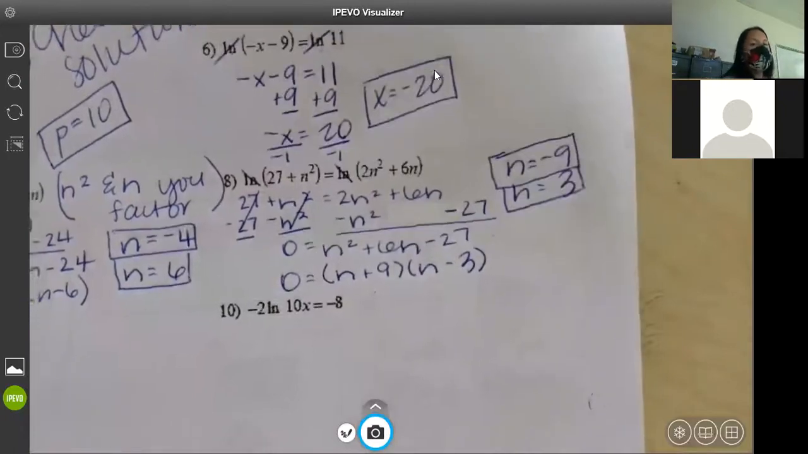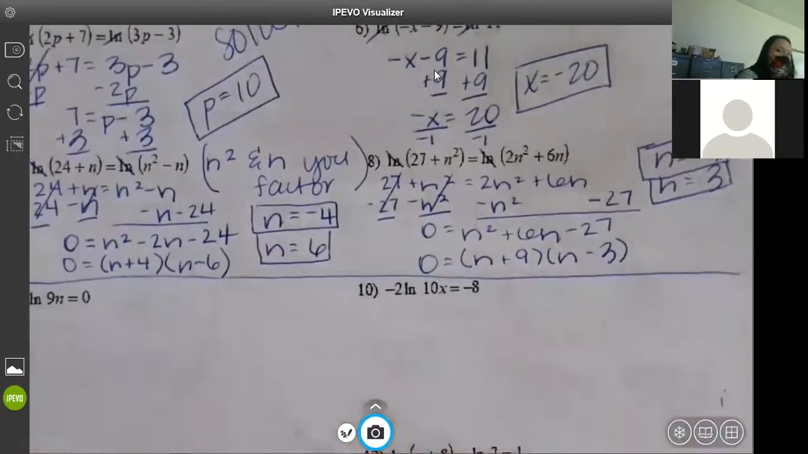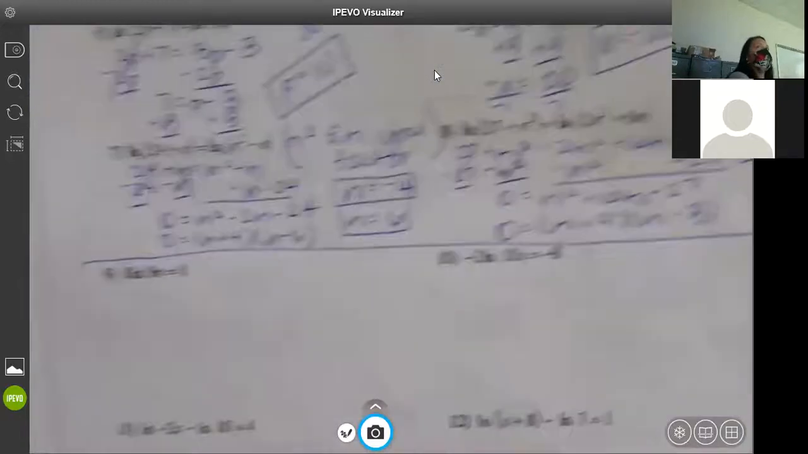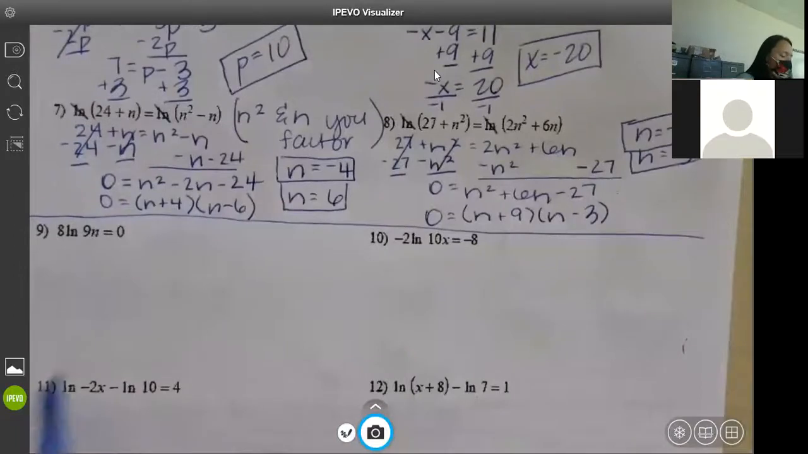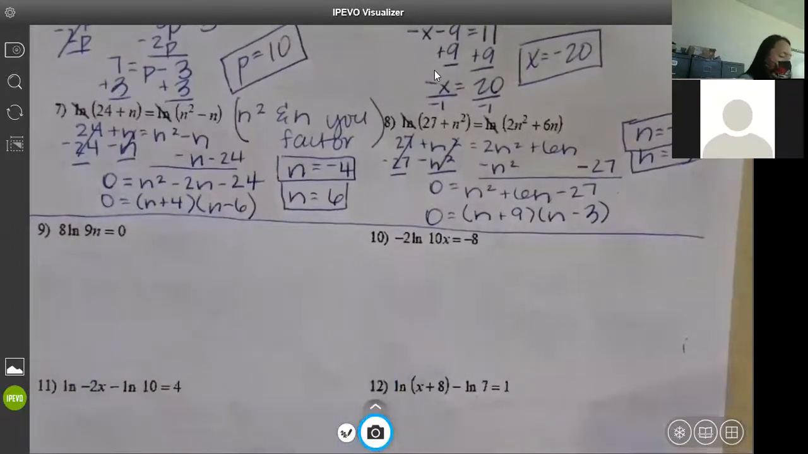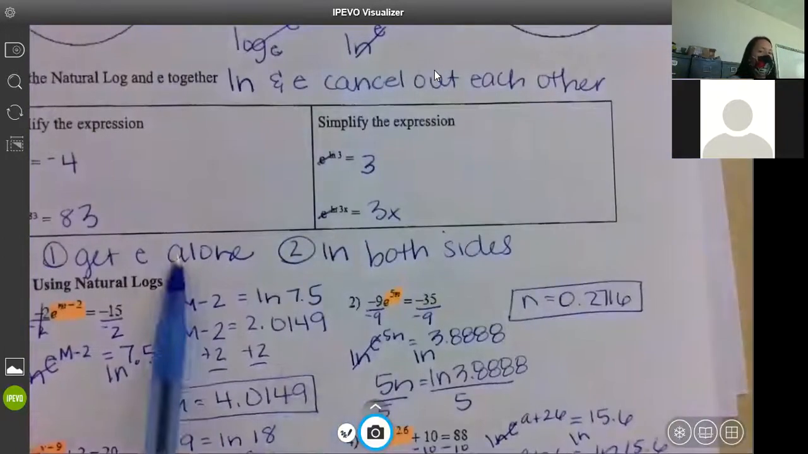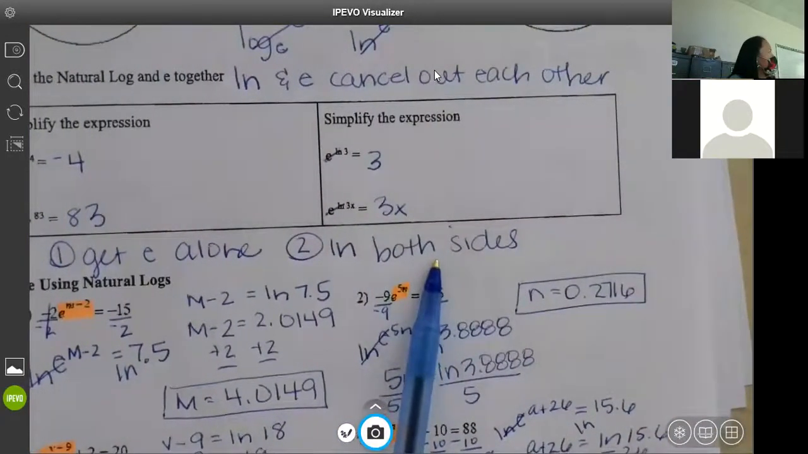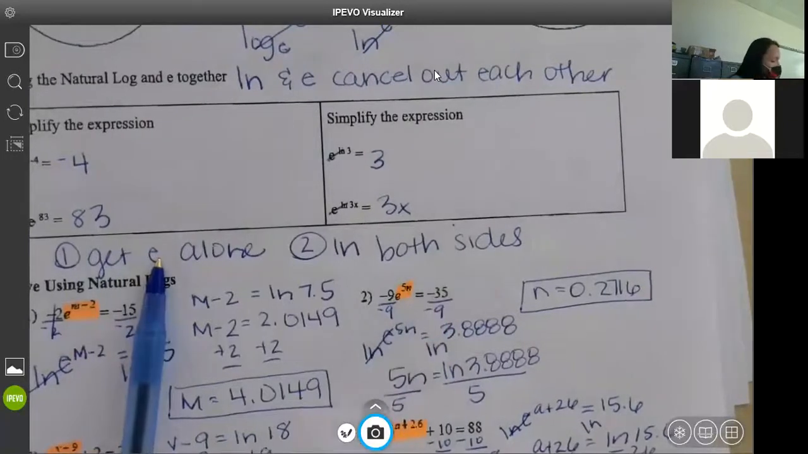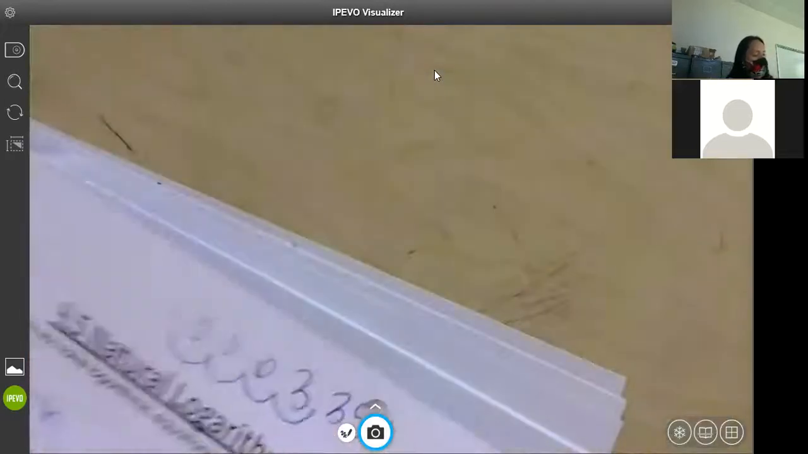All right. So those are all different. That's one set that you're going to look at. One log on one side, one on the other. Okay, so your other ones are going to be a little different. The reason the other ones are different is because they only have one ln. So you're going to get that ln by itself. Just like on the e's, we got the e alone and then ln both sides. If we have one ln, we're going to do the opposite. We're going to get ln alone and we're going to e both sides. Okay, ln alone, e both sides.